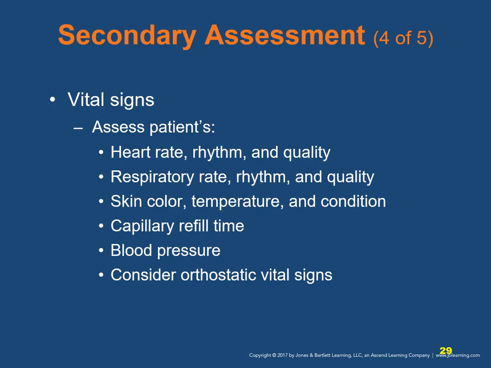Vital signs. Assess the patient's heart rhythm, heart rate, and quality. Respiration rate, rhythm, and quality. Skin color, temperature, and condition. Capillary refill time. Blood pressure. Consider obtaining orthostatic vital signs if bleeding is known or suspected. Pay special attention to the presence of tachycardia and hypoperfusion, which could indicate hemorrhagic shock.